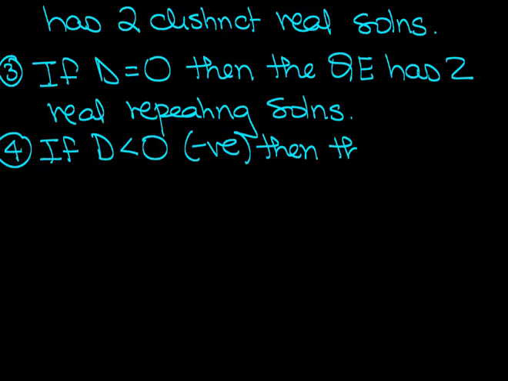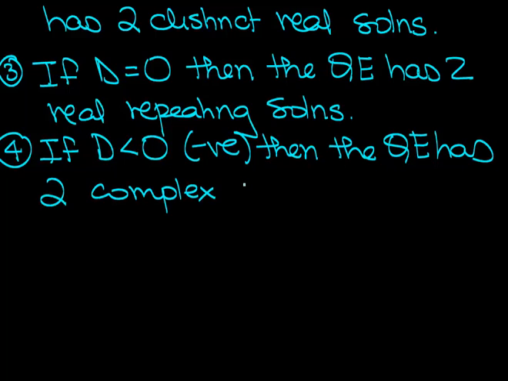that means it's negative, then the quadratic equation has two complex solutions. So the discriminant tells us a lot. Not only does it tell us whether the quadratic polynomial can be factored, but it also tells us what type of solutions you would have if it was an equation. So let's take a look at an example.